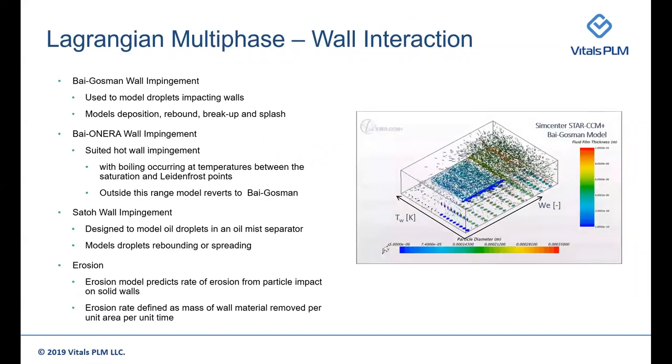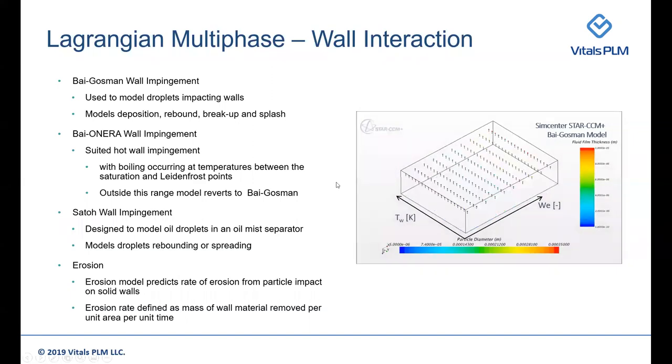Another set of models available within the Lagrangian multiphase are for the wall, to account for the wall interaction effects. For wall interaction effects, there are four models available. The first one is the Bai-Gosman wall impingement, which is used for modeling droplets impacting walls, and it helps to model the deposition, rebound, breakup, and splash.